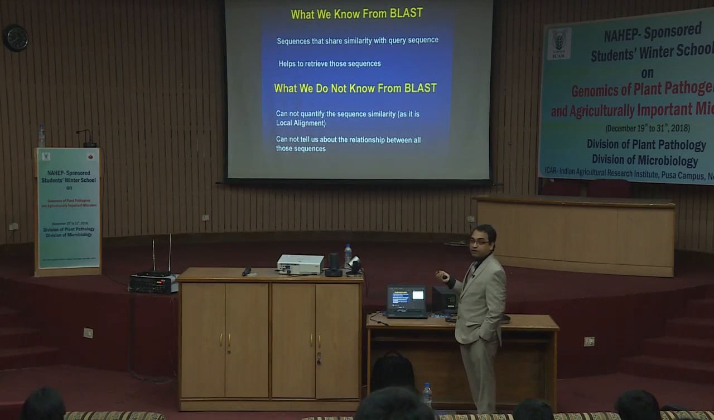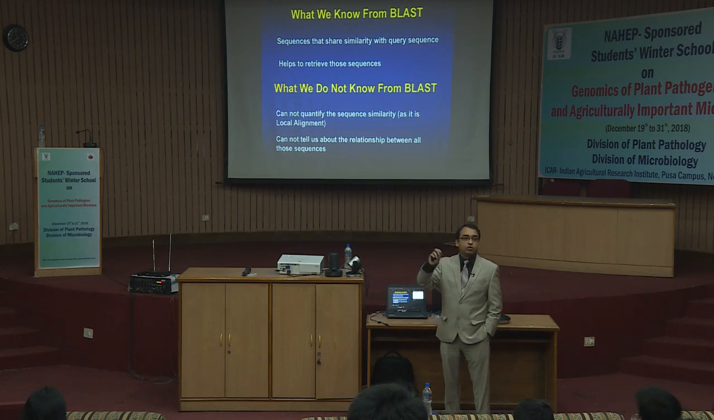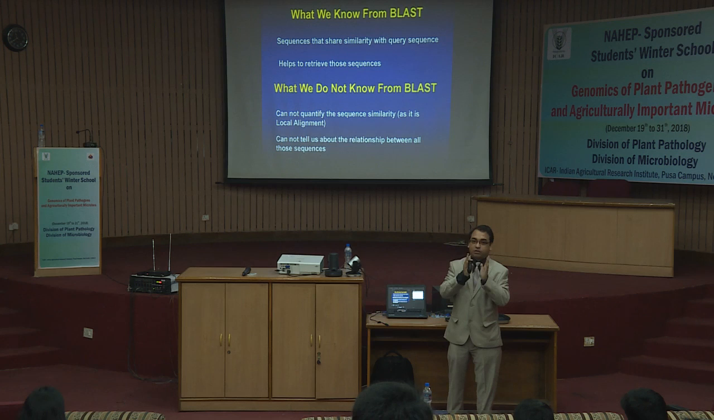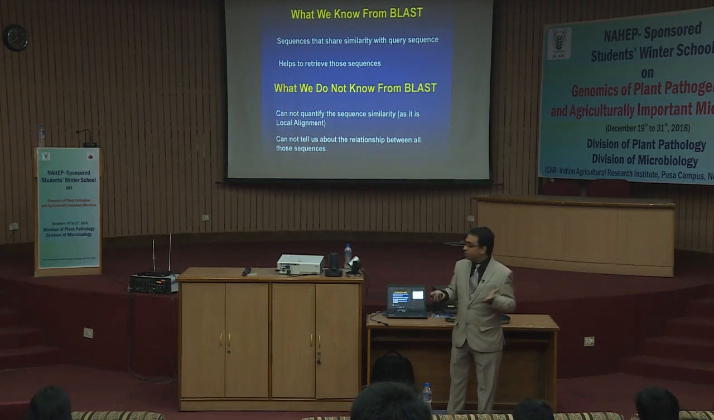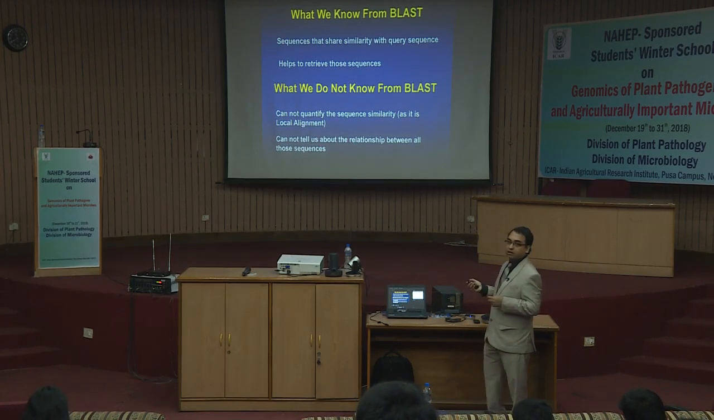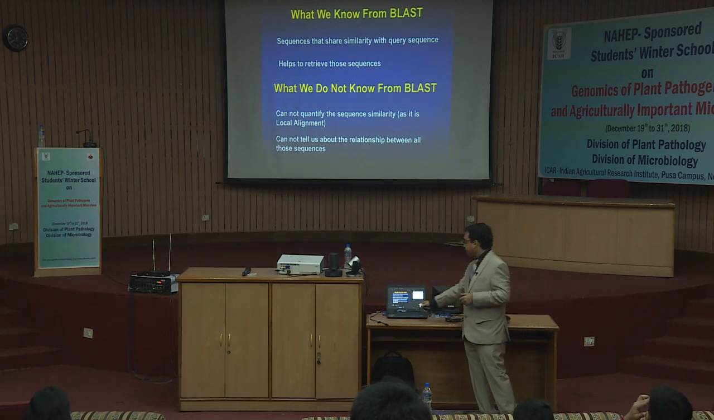You cannot quantify the sequence similarity, though BLAST also generates one column showing similarity as a percentage, but that percentage is only for the region which it searched. The rest of the region, which is not taken into count, it will not tell you about, and it cannot tell us about the relationship between those sequences. As it is only local alignment, it cannot tell you the relationship of the entire sequence.